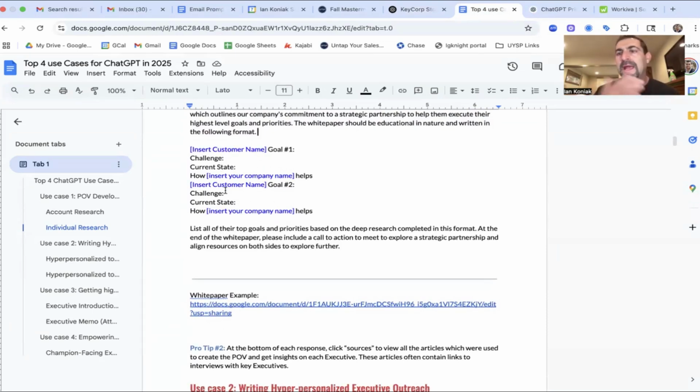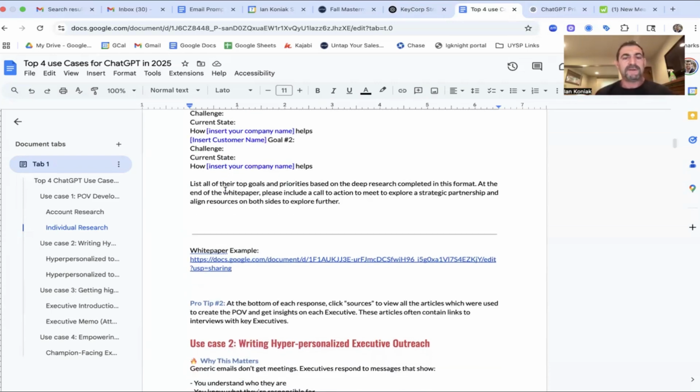The key, and again, no reps know how to do this. I wouldn't even know how to do this as a rep. This would have taken me months to be able to do this, at least weeks, probably months, to create a white paper. Now with ChatGPT, you can do it yourself.